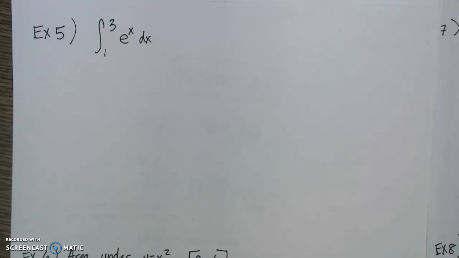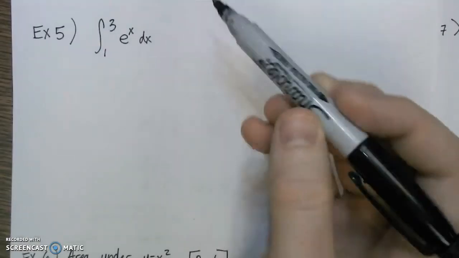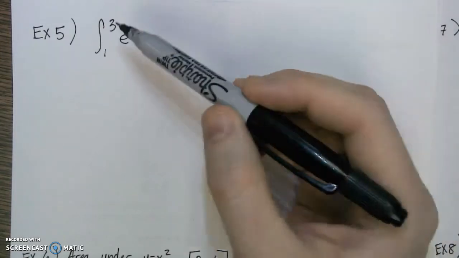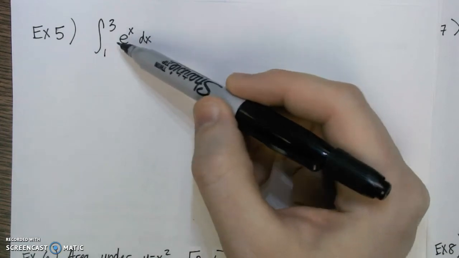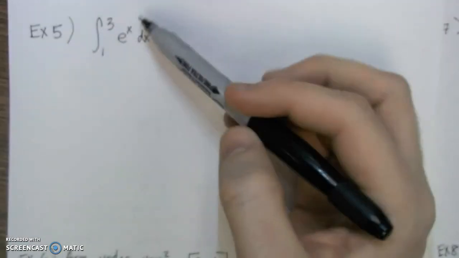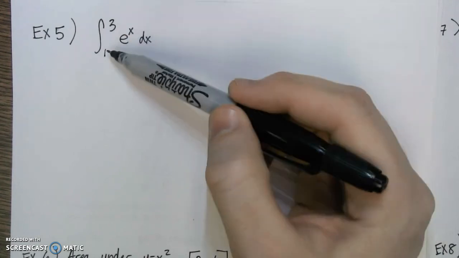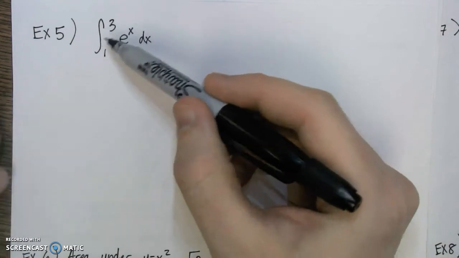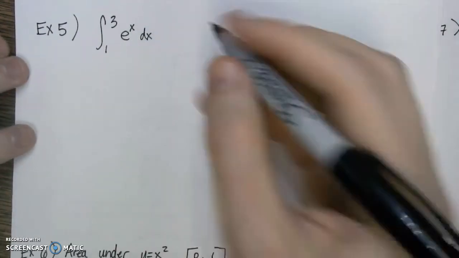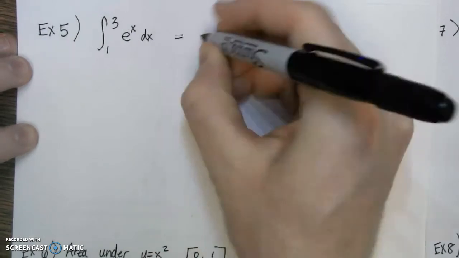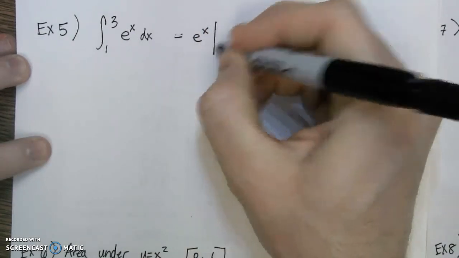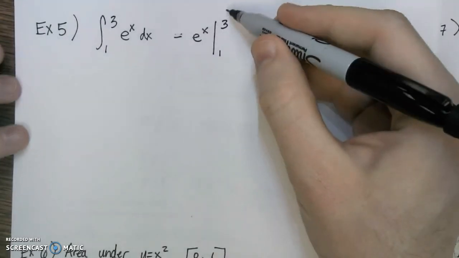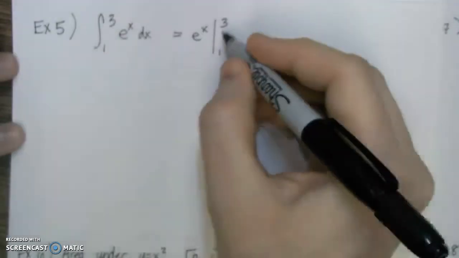In example 5, they're wanting us to evaluate this integral using the fundamental theorem of calculus part 2. And what that says is we're going to find the antiderivative of e to the x, and then we're going to plug in our upper limit of integration and our lower limit of integration and find the difference. So first, when you do the antiderivative of e to the x dx, you just get e to the x. And then we're going to evaluate that from 1 to 3. And this is the little symbol that they use after you've done your antiderivative and you're filling it in.